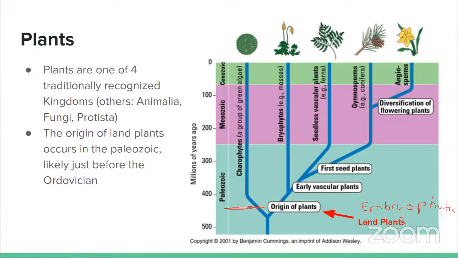So plants are one of 4 traditionally recognized kingdoms. Plants are different than animals, are different than fungi, are different than protists. Oh, sorry, I should have said 4 traditionally recognized eukaryotic kingdoms, other than our bacteria and our archaea. So the origin of land plants is happening somewhere around the Ordovician.